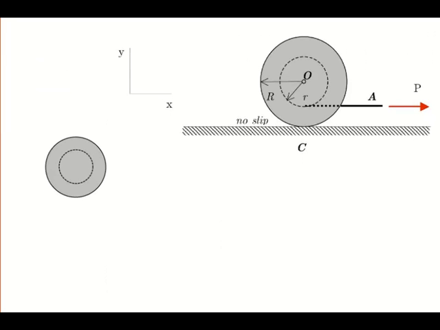So we're going to use the angular impulse momentum equation. Let's look at the forces. We've got this force P acting on the end of the cord. We have a weight of mg, we have a normal force N, and we have a friction force F. Both of these act at the no-slip contact point C.